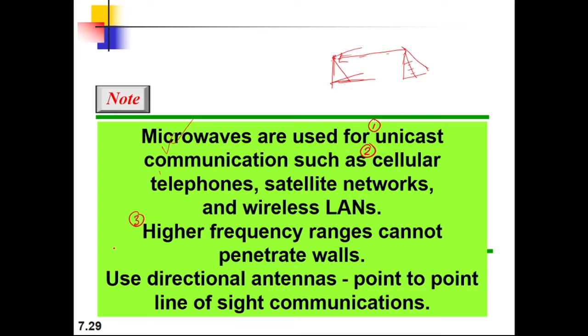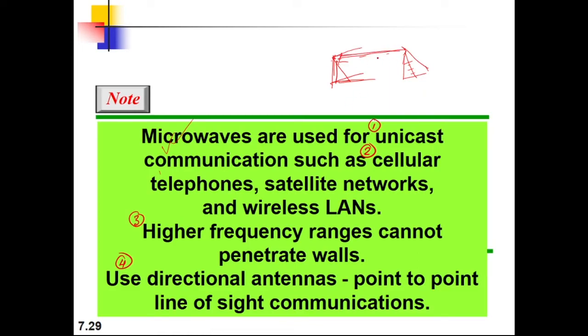What type of antenna can it use? It can use a directional antenna. Okay, a directional antenna, that is point to point line of sight communications. We need directional antennas. So this is a point to point connection like this. This is an antenna and this is an antenna. That means they must be in a straight line.